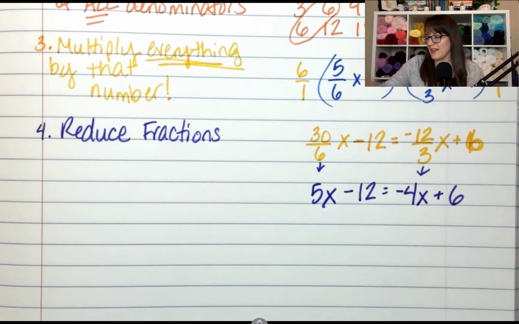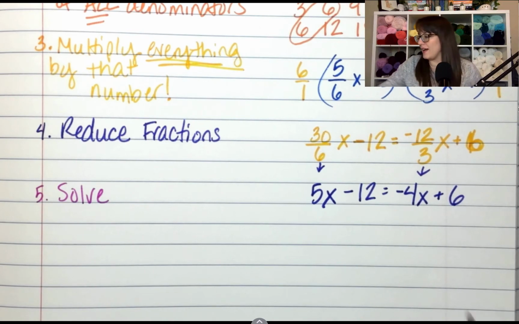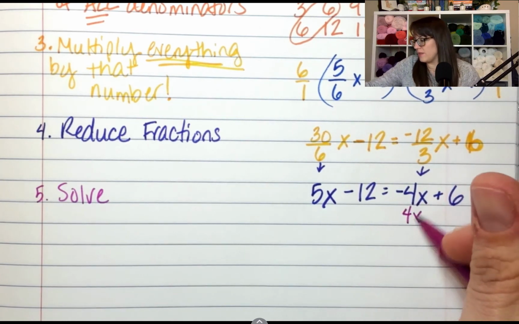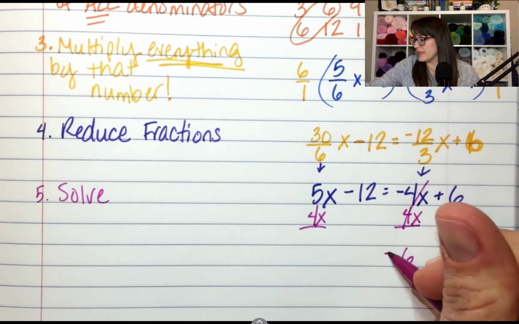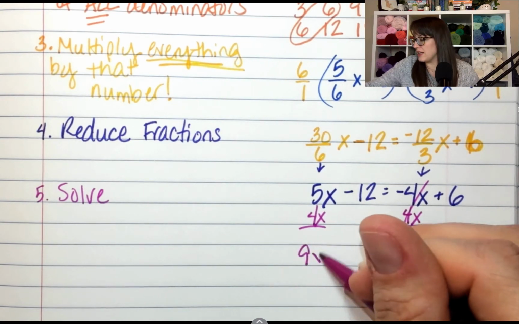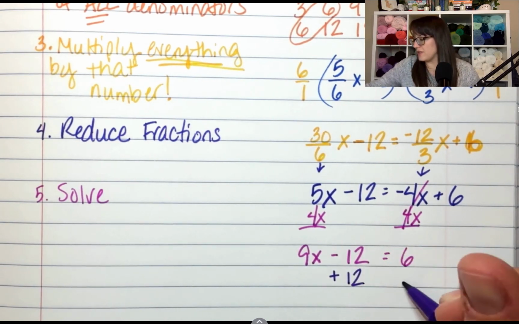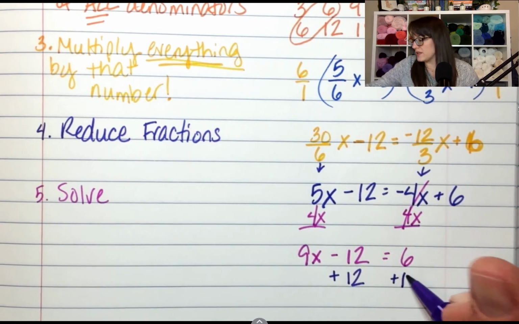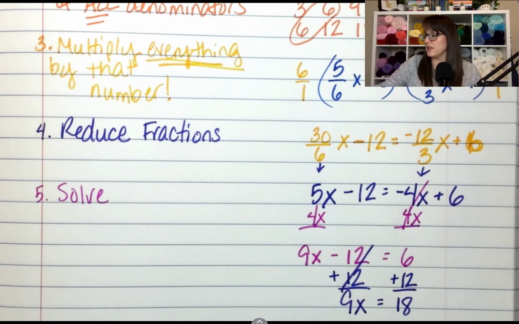And so the last thing I do is solve it. So step 5 is solve. I want to cancel out 4x over here by adding 4x to both sides. So that's canceled. That leaves me with 6 equals 9x minus 12. And then I will add 12 to cancel out the negative 12. That's 18 equals 9x. And then I'm going to divide by 9 on both sides. So I end up with x equals 2.